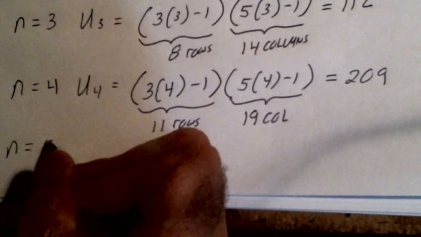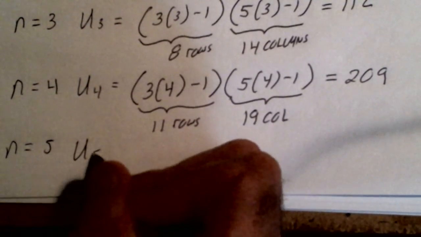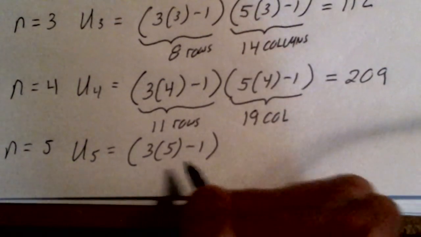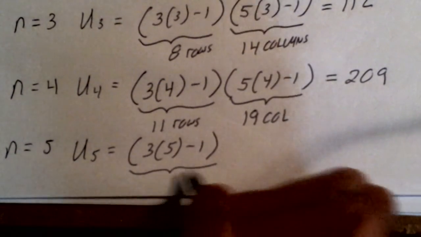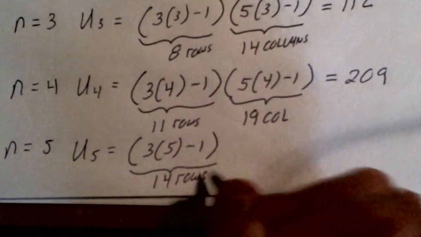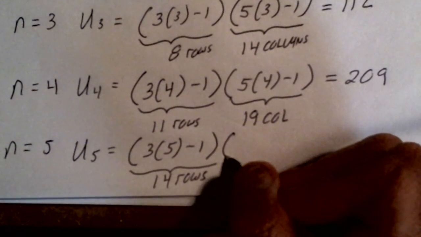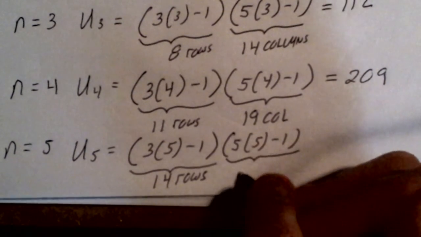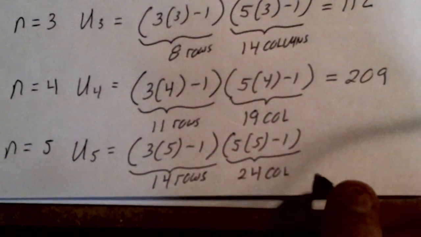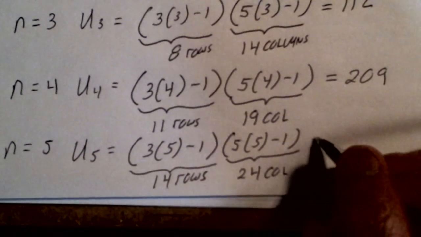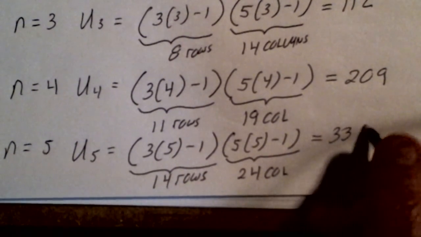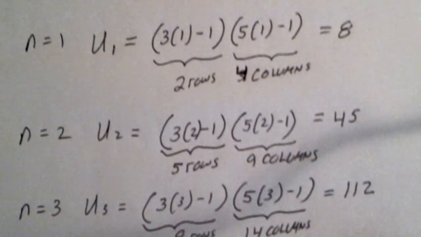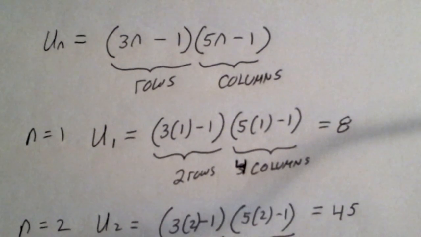Finally, the fifth arrangement would have u sub 5 cubes, which means we added 3 times 5 minus 1 rows, which is to say we added 14 rows, by 5 times 5 minus 1, or 24 columns. And 24 times 14 gives us 336 cubes. So there you go. That's the complete analysis of this problem. Hopefully that does help out.